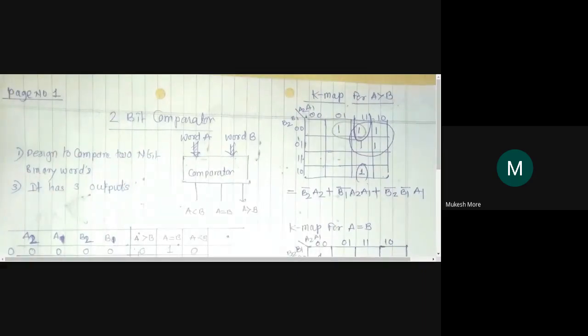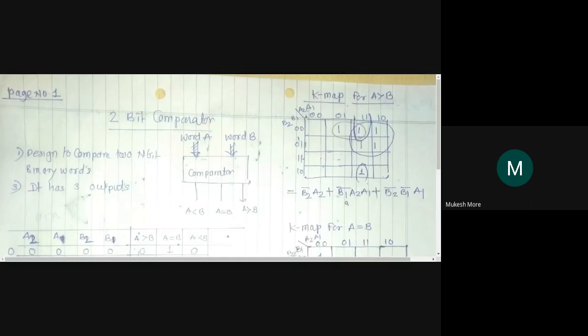Now, what is the equation for this group? The equation for this group is B2 bar A2. So the equation for these four adjacent cells is B2 bar A2, plus the equation for this small pair, that is B2 bar B1 bar A1. See this last term, B2 bar B1 bar A1.